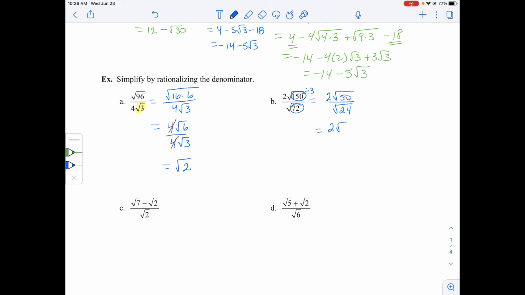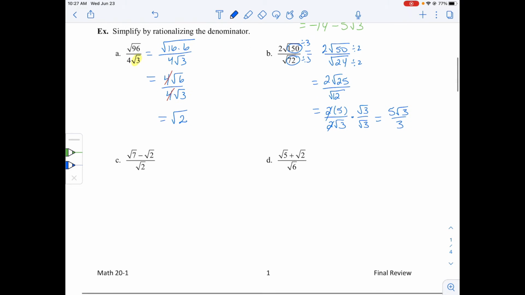Right, I divided by 3, and I divided by 3. And I'm just going to divide one more time by 2 and 2. We get 2 root 25 over square root of 12, which is, of course, 2 times 5 over 2 root 3. Those 2's cancel. I still need to rationalize by multiplying by root 3 over root 3, so we get 5 root 3 over 3.